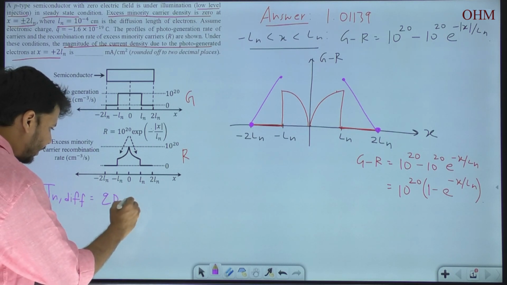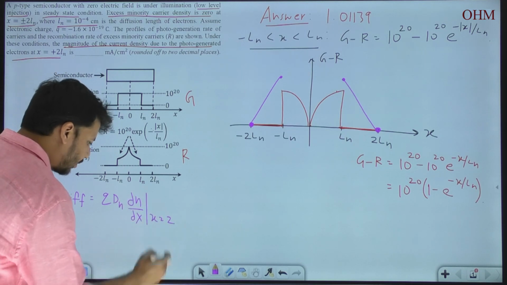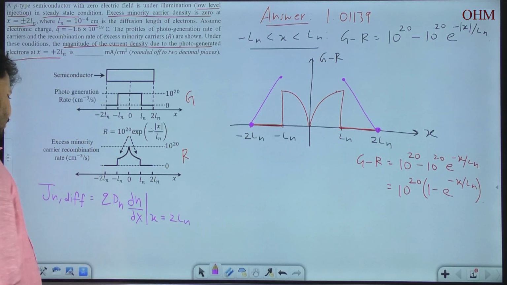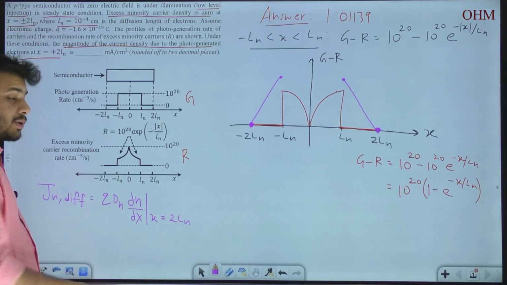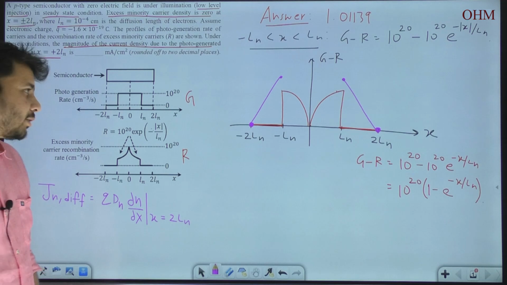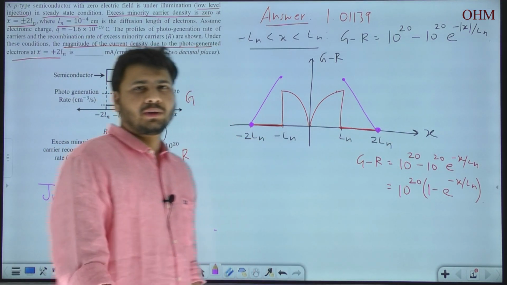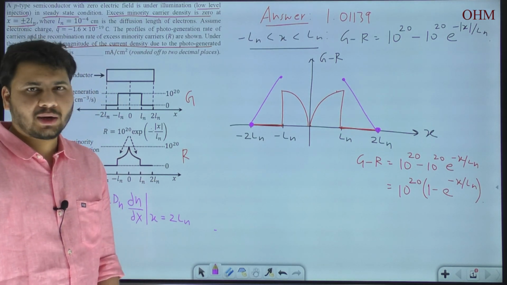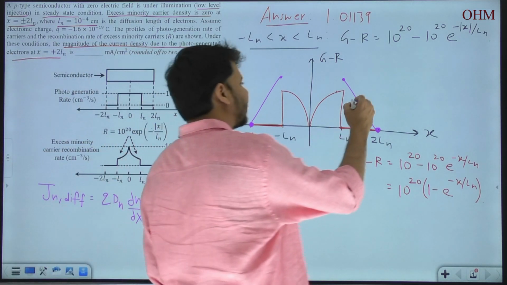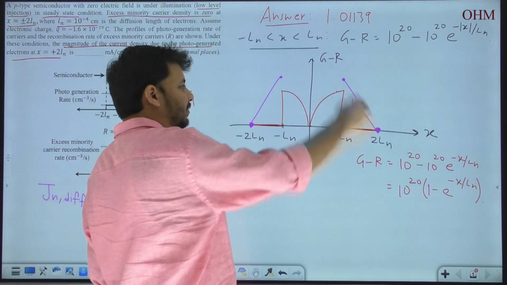Q Dn dou n by dou x, at x equal to 2 Ln. So all you have to do is find the slope of the excess minority carrier concentration profile at x equal to 2 Ln. But we already know that between Ln and 2 Ln, we are going to have a linear profile for the excess minority carrier concentration. So dou n by dou x at x equal to 2 Ln is nothing but the slope of this straight line. So this problem is all about finding the slope of this straight line.